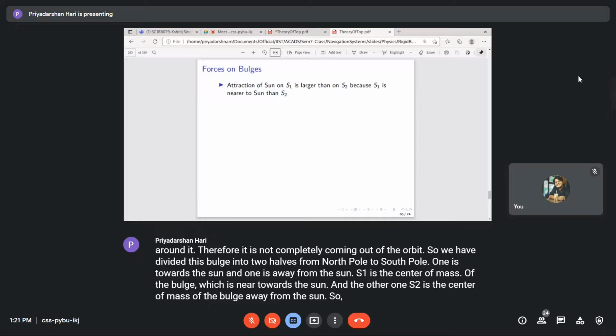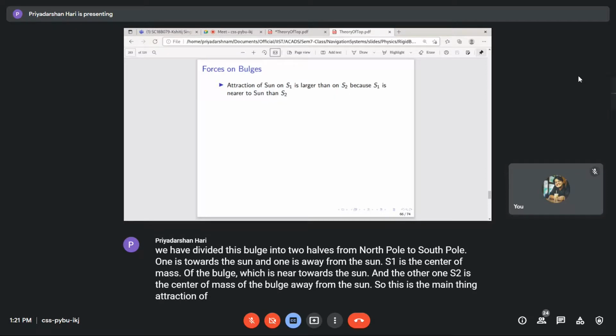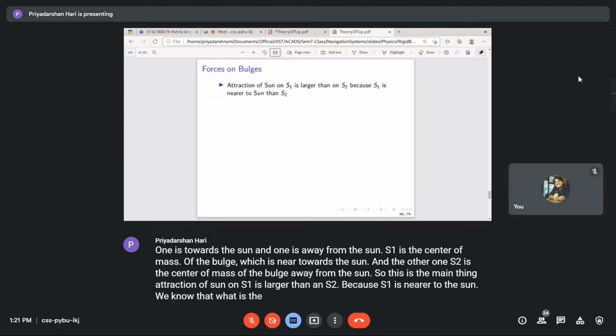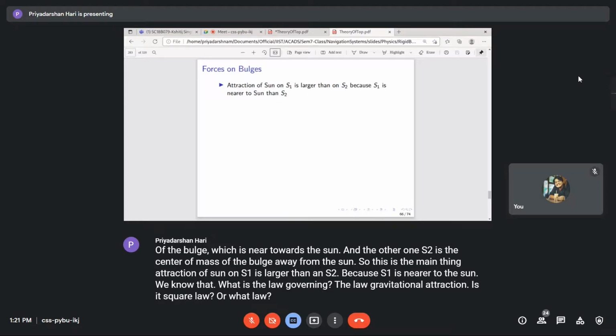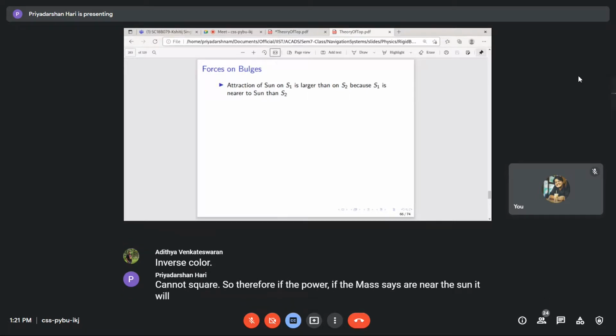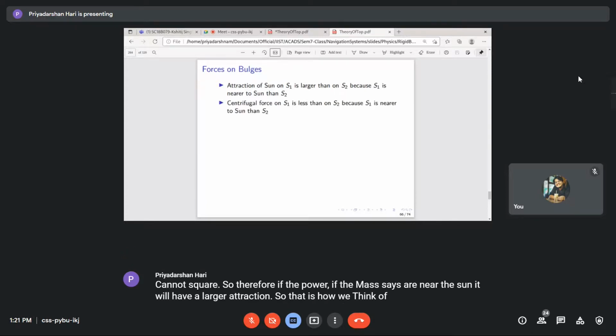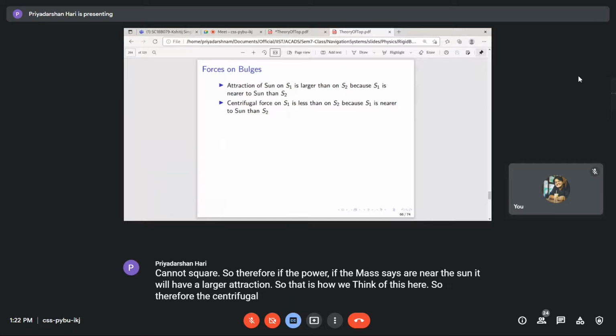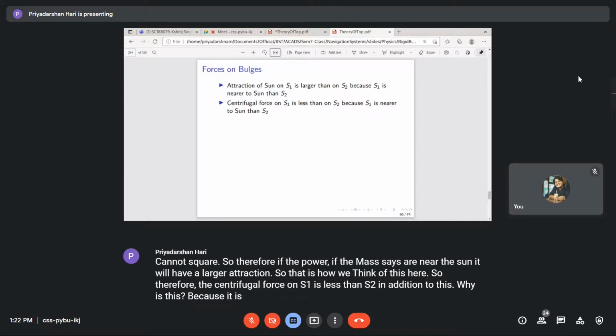So this is the main thing. Attraction of the sun on S1 is larger than on S2 because S1 is nearer to the sun. What is the law governing gravitational attraction? Is it square law or what law? Inverse square law. So if the masses are near the sun, it will have a larger attraction. So that is how we think of this here. Therefore, the centrifugal force on S1 is less than on S2 in addition to this. Why is this? Because it is near.